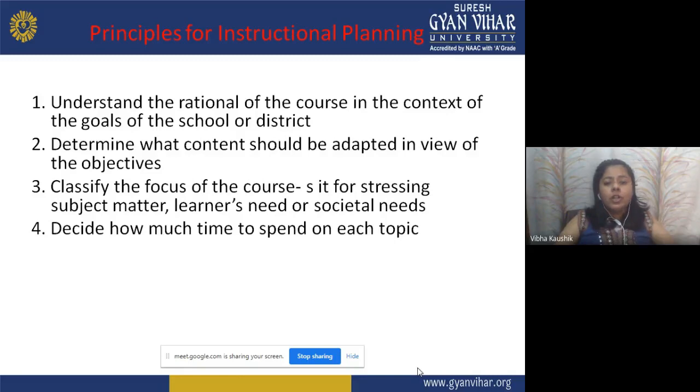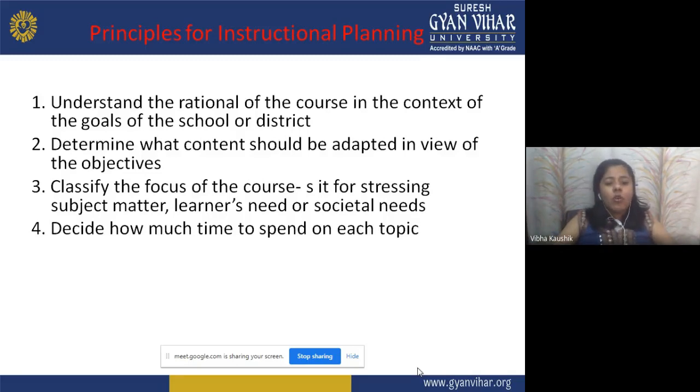Determine what content should be adapted in view of the objective. Now, that is very important. Which type of topics should be discussed with the teacher in the teaching learning process to the learner so that the maximum number of objectives can be adapted. Now, determine what content should be adapted means what content should be selected in view of the objectives which we have decided for the teaching learning process.